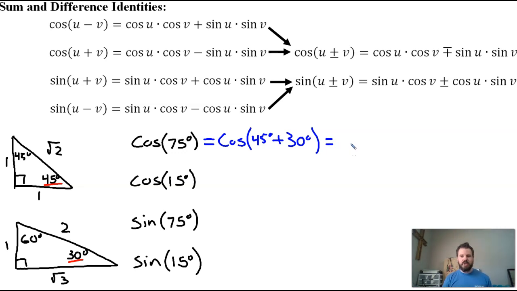Now, as far as what I'm going to do with my pattern, since I'm talking cosine, I'm going to use this cosine, cosine, sine, sine pattern. So we'll say cosine 45 times cosine 30. And then since it's plus, minus, minus, plus, I'm going to put the opposite sign right here as I have within my parentheses. So we'll say minus sine 45 sine 30.